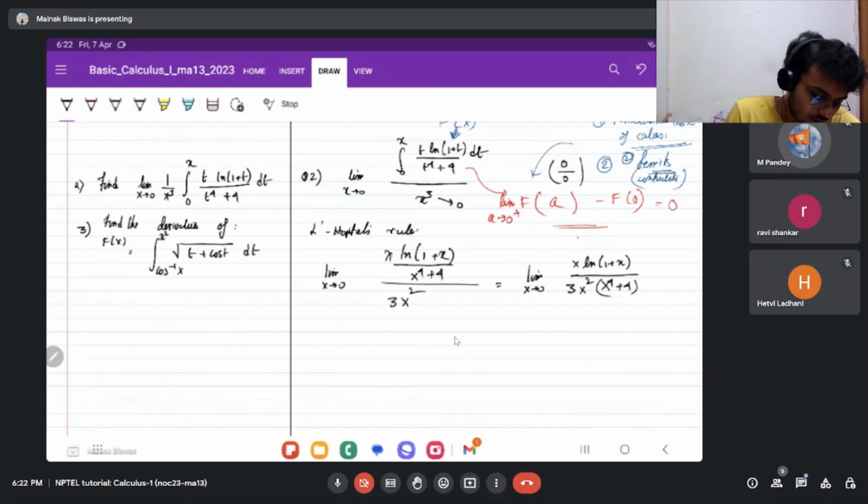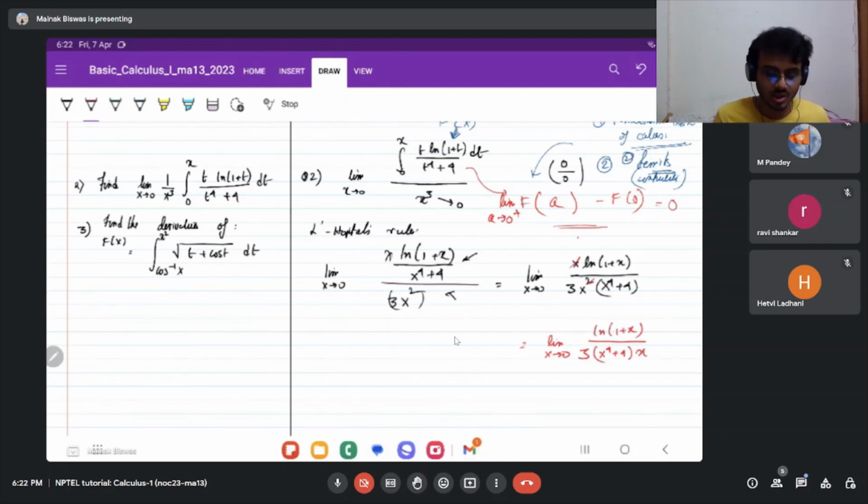I had forgotten to take the derivative, so I use the derivative of the numerator and the denominator derivatives. So now x square and x cancel out, so you are left with limit x tends to 0 of log of 1 plus x to the power 4 plus 4x into 3. So now what do you use? It's still a 0 by 0 form, right?